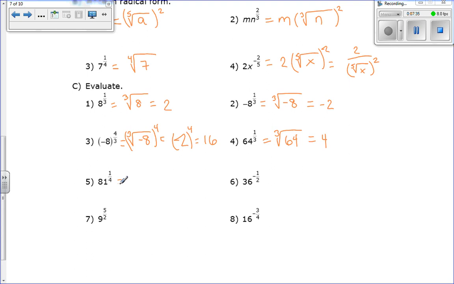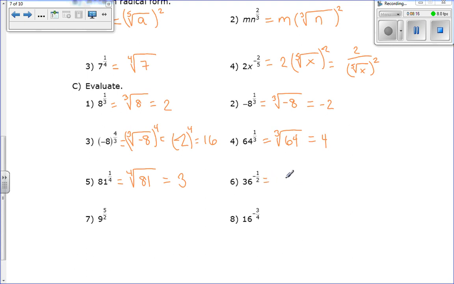For number 5, we have the 4th root of 81, again raised to the 1st power. I don't have to show that. To find the 4th root of 81, we have to ask ourselves what number can we raise to the 4th power and get 81. So what number times itself 4 times will give me 81? Well, 3 times 3 is 9, times 3 is 27, times 3 again is 81. So my answer is 3.